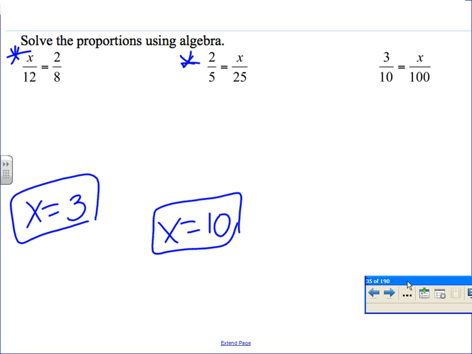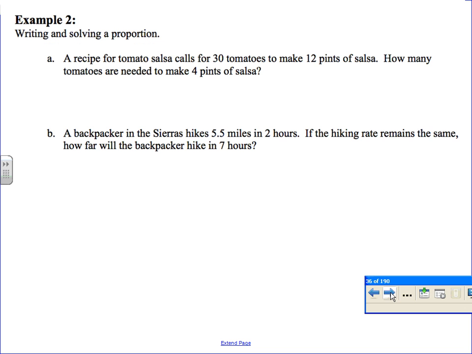No. I'm getting there. These are still the easy ones. No, these are not the hard ones. All right, let's go to some word problems. I just want to do a couple of these, and then I'm going to show you the hard ones.